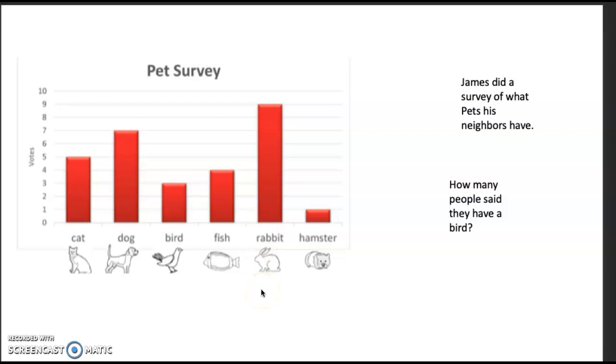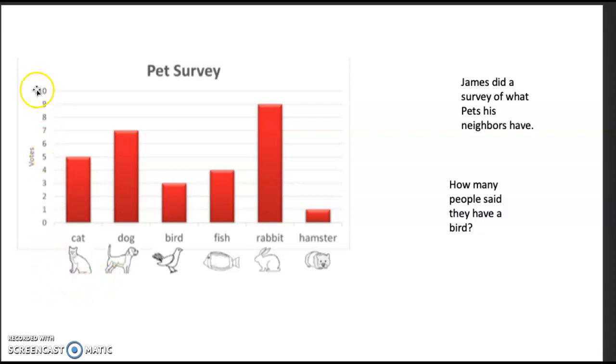But we can still see that down at the bottom, as we did before, we call this the horizontal line down here at the bottom of the bar graph. We see that information was collected and votes were turned in. And people turned in votes based upon what kind of pets. So James did a survey on what pets his neighbors have. And some people said cats. Some people said dogs. Some people said birds, fish, rabbits, and hamsters. So these are all the pets that different people have in his neighborhood.